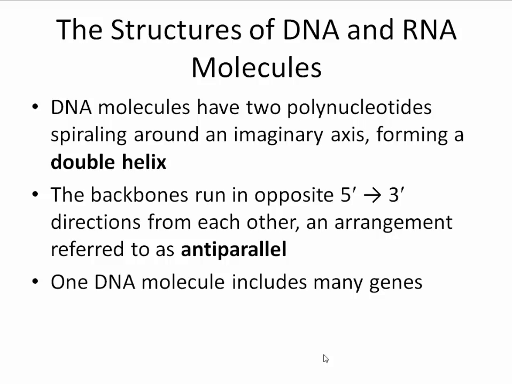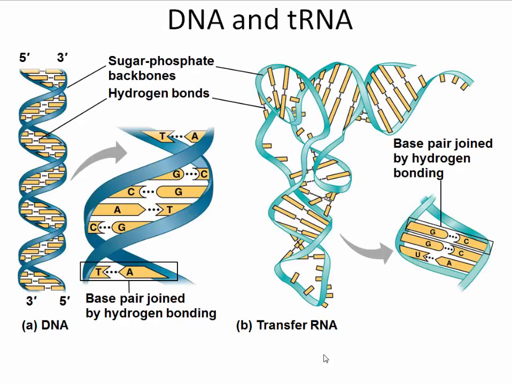And DNA molecules have two polynucleotides that spiral around an imaginary axis, and they form a double helix. The backbones run in opposite directions from 5' to 3'. So the arrangement is called antiparallel. One DNA molecule will contain many, many genes.